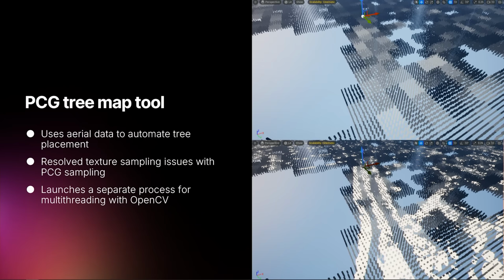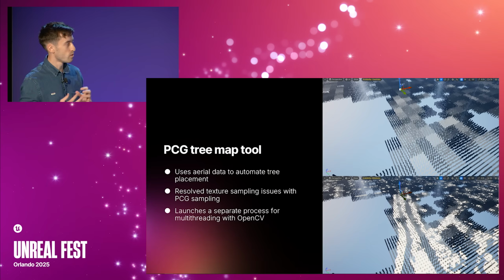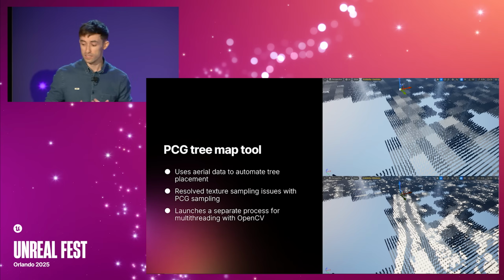it launches a separate Python multi-threaded process that looks at the tree map data and then decides, based on some custom parameters, where trees are likely to be put and how close together they are, and it then will give us back data that we can import into PCG again.